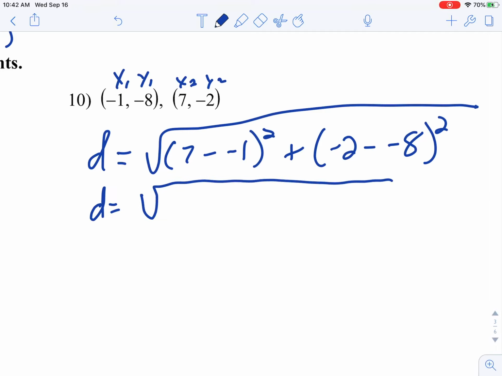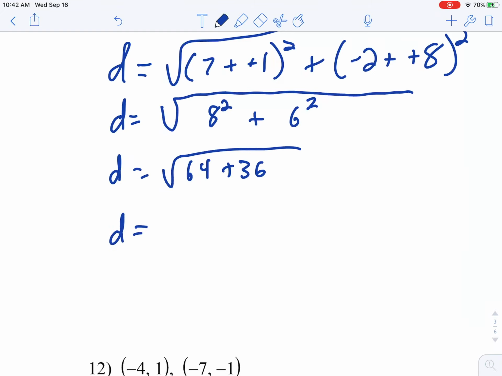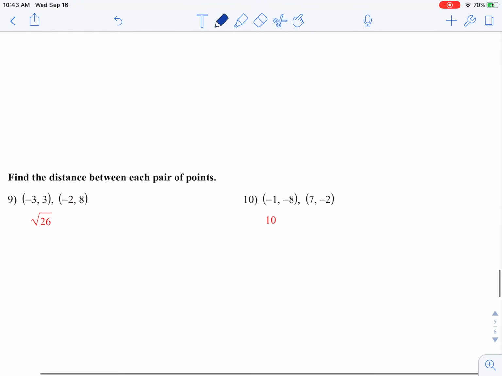Okay, so this works out to be 7 minus -1. Minus is plus, so that's 8 squared. -2 minus -8 is plus, so that would be 6 squared. So that is the square root of 64 plus 36. So d equals the square root of 100. And hopefully you know the square root of 100 is 10. So the answer to number 10 should be 10.